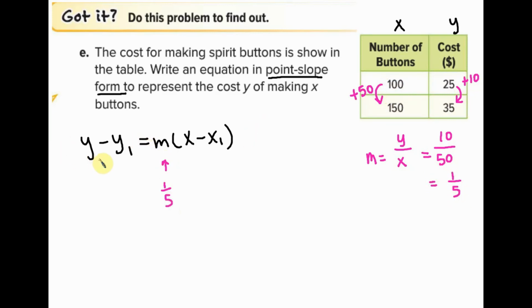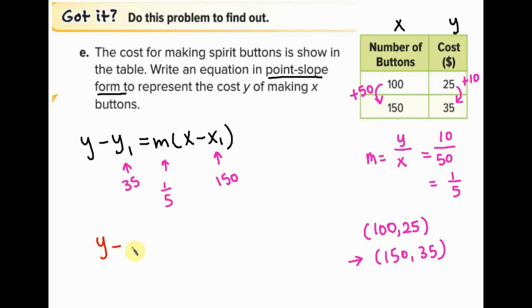Your x1, y1 could be any pair of the points. When you're writing the pair, please don't mix it up. When you have 100, your y value is 25. When you have 150, your y value is 35. If you pick, let's say, this point, then I'm going to put x1 is 150 and y1 becomes 35. And so when you rewrite this, y minus 35 is equal to 1/5 times x minus 150. And this is your point slope form. Just FYI, your job is not to distribute this right now. You don't need to simplify anything. This is what they are looking for.